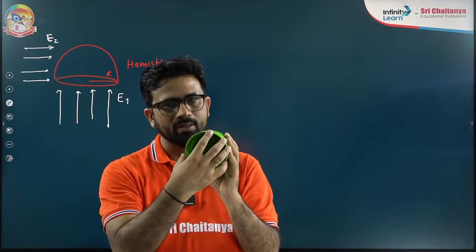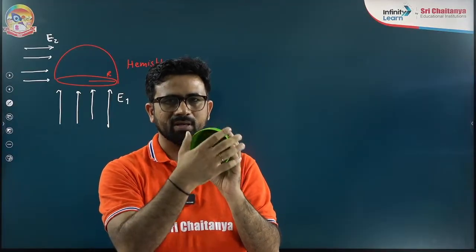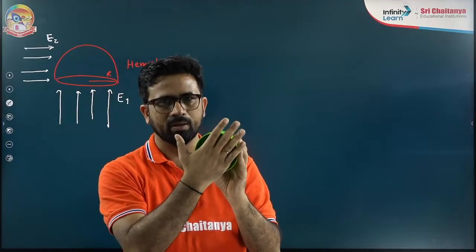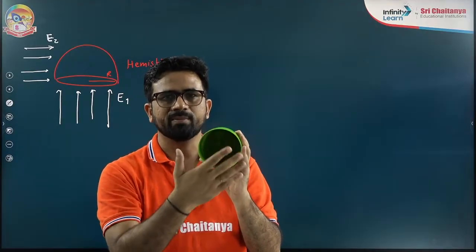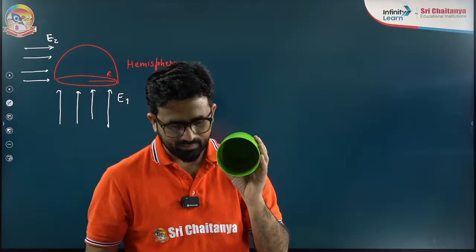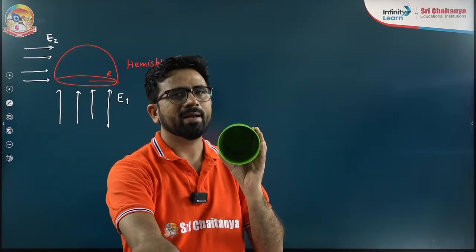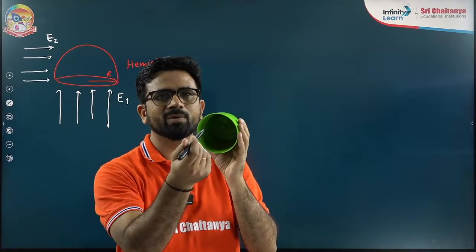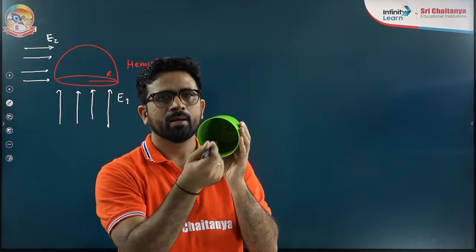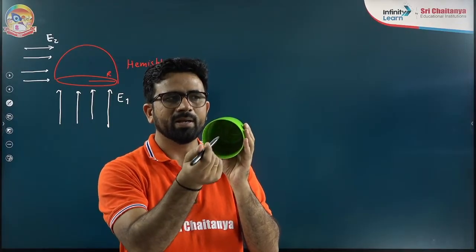We can put it. Now, pi r square is the area of this circle, this disk. This area is pi r square. If I say there is an electric field, and the electric field is coming perpendicular to this surface like this.